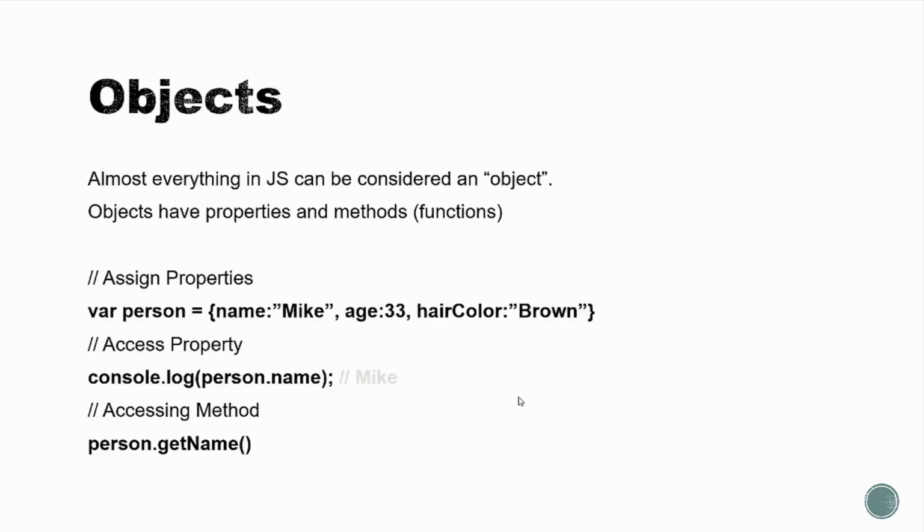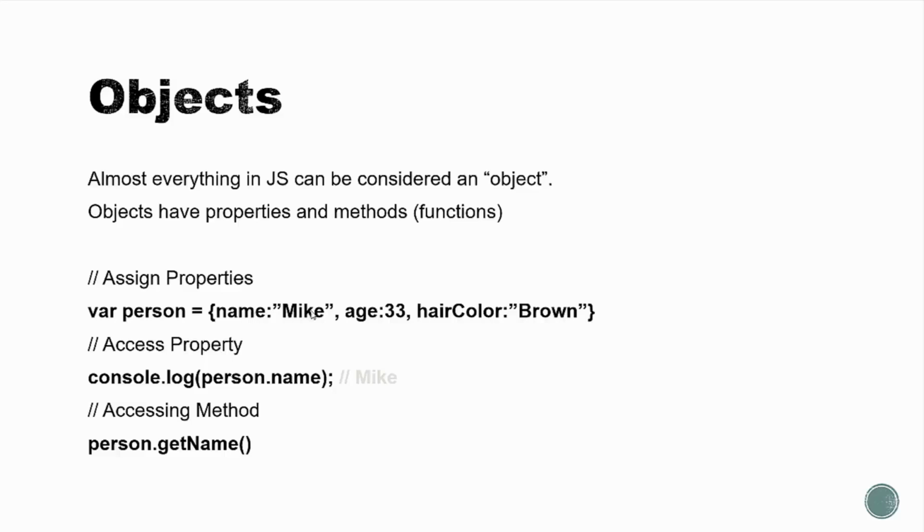Objects. So almost everything in JavaScript can be considered an object. Objects have properties and methods, which is kind of a fancy way of just saying function. We're going to go over this in depth later on, but if you want to create an object with some properties, you can see we're creating an object called person, and we have these curly braces. That's going to define it as an object, and then we have different properties. In this case we have name, age, and hair color.